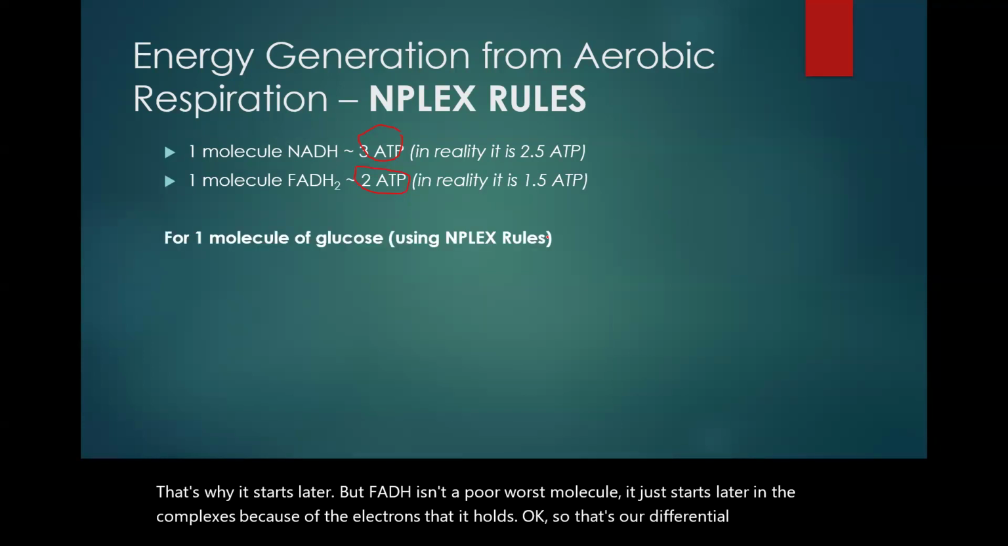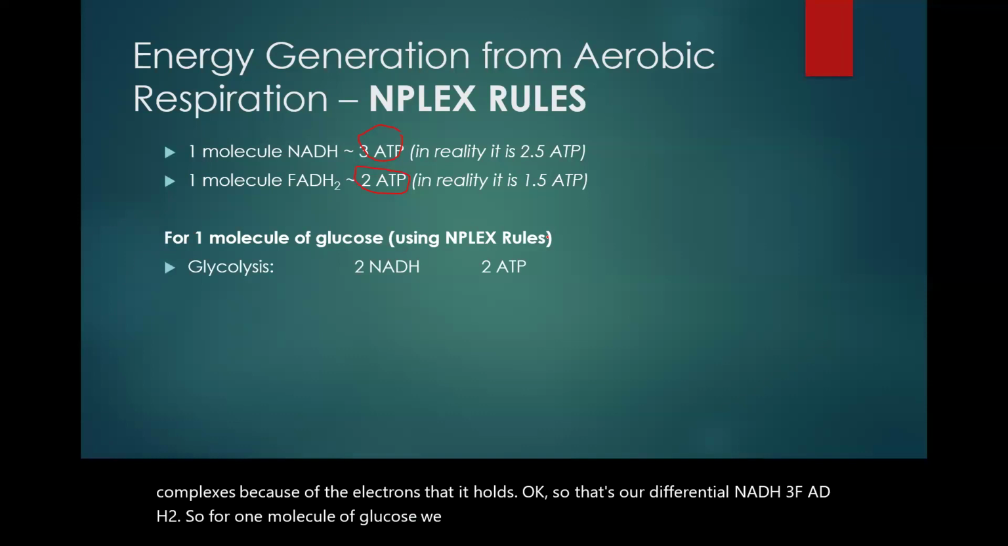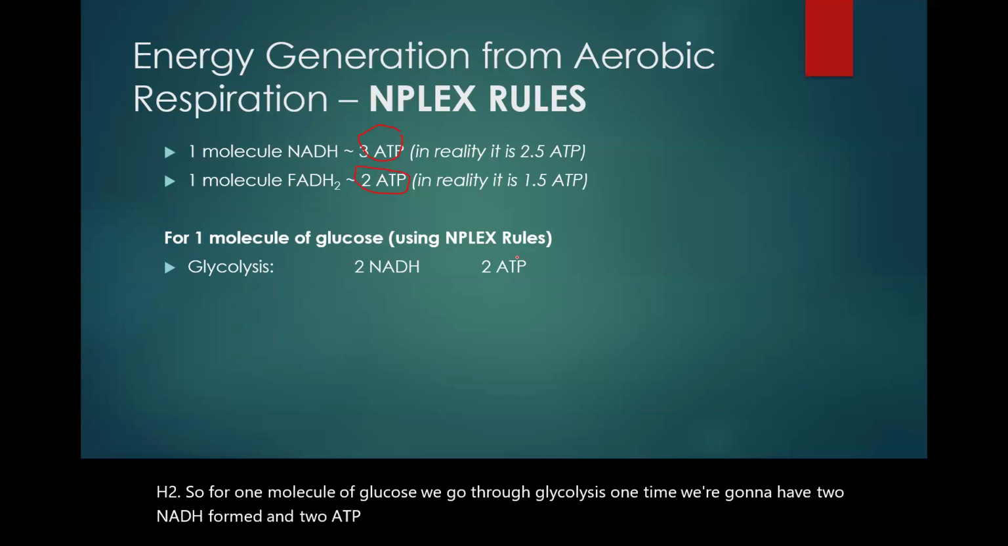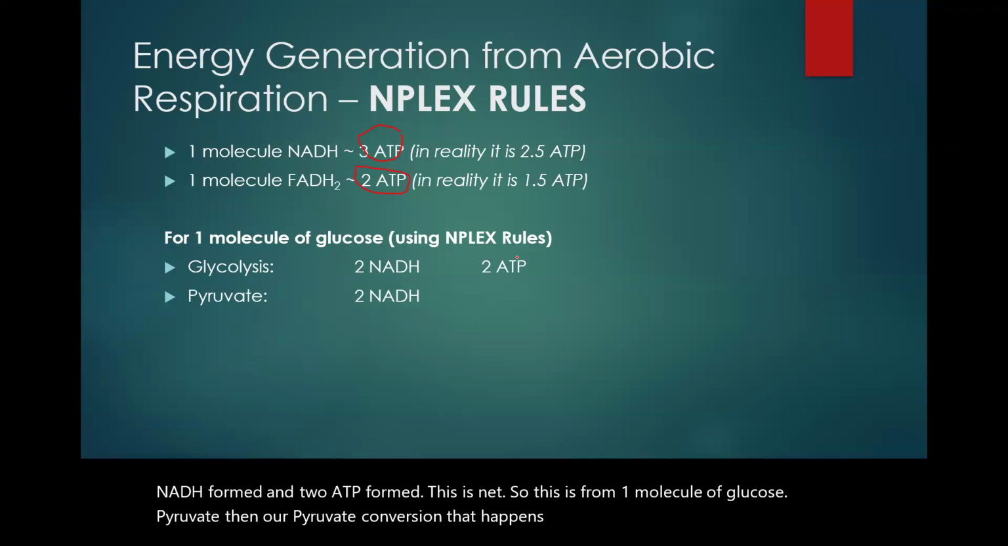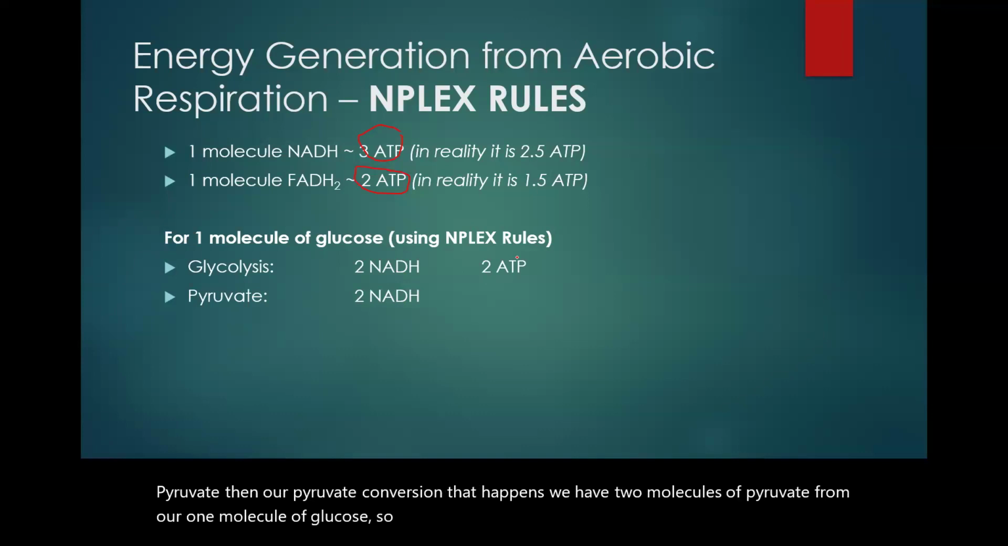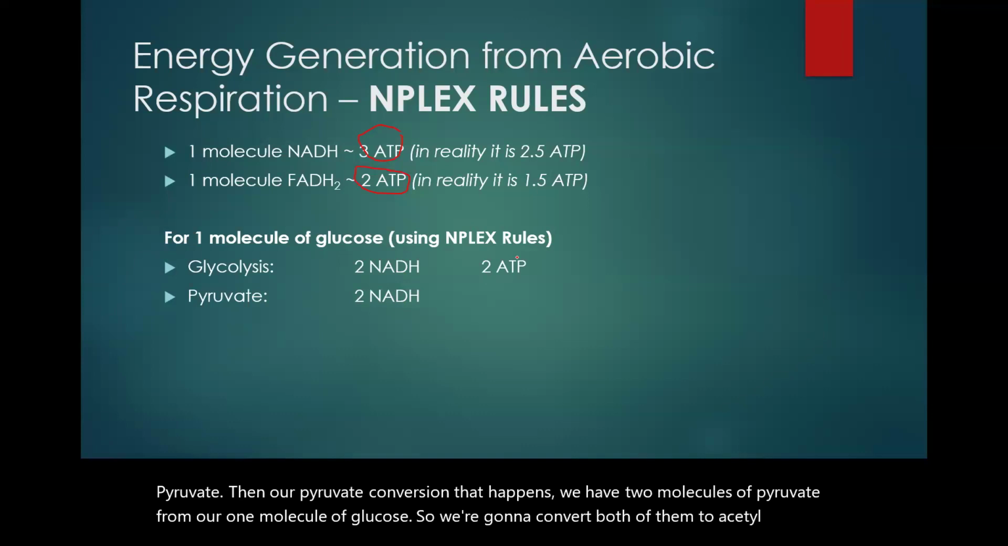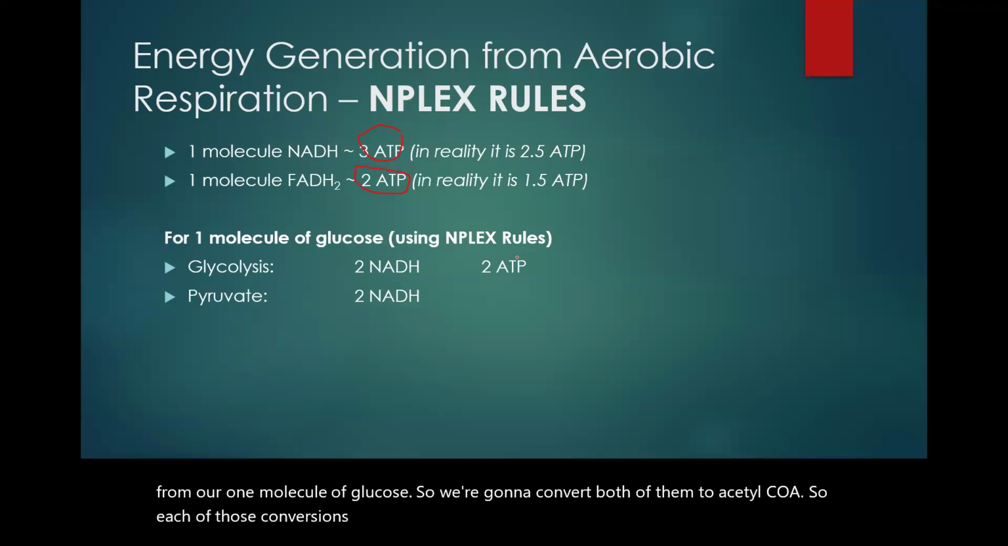NADH 3, FADH2. So for 1 molecule of glucose, we go through glycolysis 1 time. We're going to have 2 NADH formed and 2 ATP formed. This is net. So this is from 1 molecule of glucose. Then our pyruvate conversion happens. We have 2 molecules of pyruvate from our 1 molecule of glucose, so we're going to convert both of them to acetyl-CoA. Each of those conversions gives us 1 NADH. Since we did it twice, we get 2.